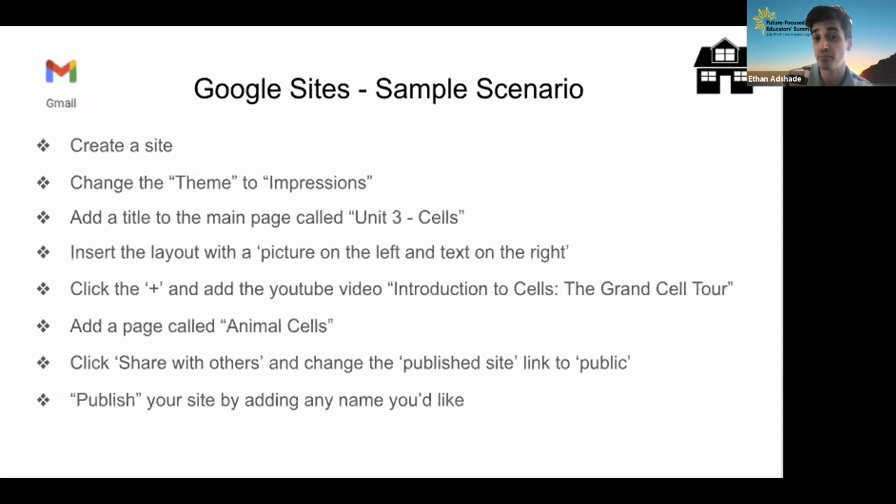Then we want to add a page called Animal Cells. Then we want to click Share with Others and change the published site link to public, so we're going outside of our district's email so other people can access the site. This is really important when you create your teacher website, because you're going to want parents to be able to access it. Finally, we're going to publish our site using a name you create, and hopefully we'll be able to share some of it in the chat and get some feedback.